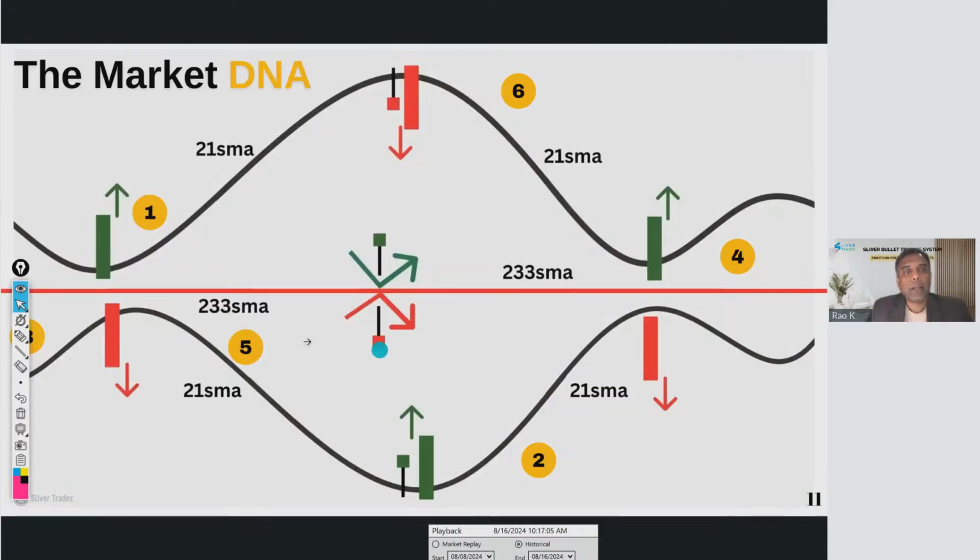This is the most important part of our education, the market DNA, how market follows a pattern and repeats itself, repeats that pattern day in, day out, all the time. Once you understand that pattern, you can virtually predict the direction the market is going to go and profit from that knowledge. When you know the market will go up, you'll buy. When you know market is going to go down, you will short.